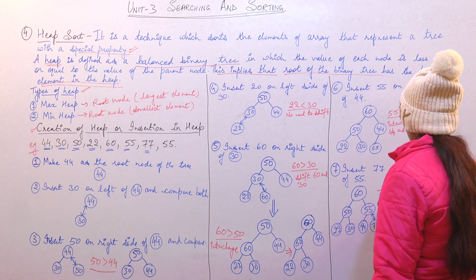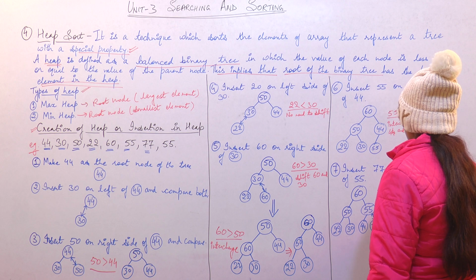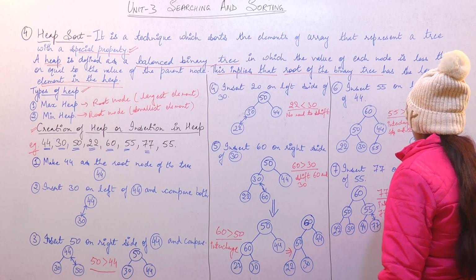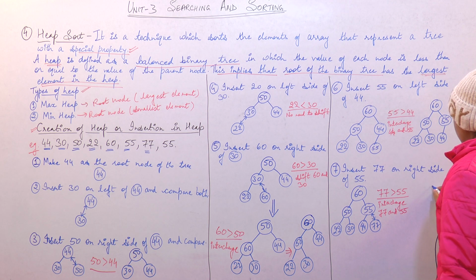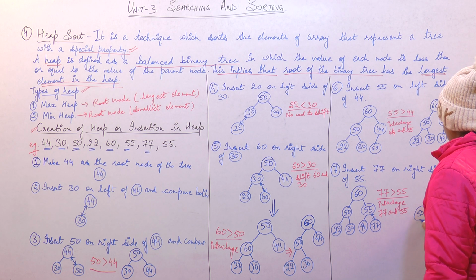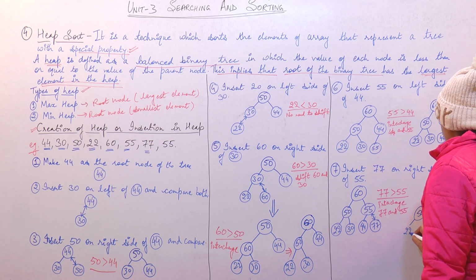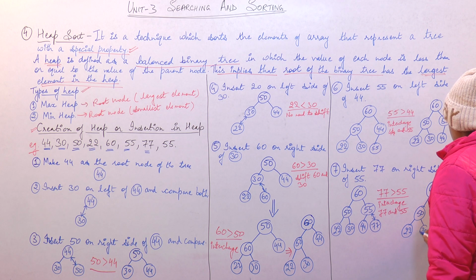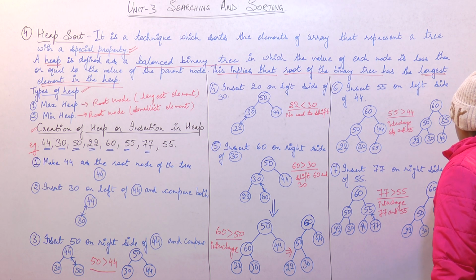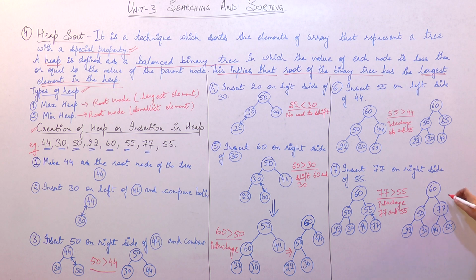77 is greater than 55. That means we will interchange the position of 77 and 55 to make it a balanced binary tree. So the new tree that we are creating will be 50, 77, 22 and 30, 44 and 55. Now we will again compare 60 and 77.